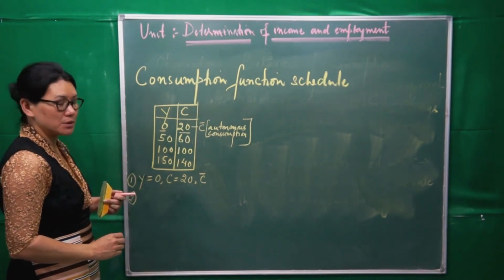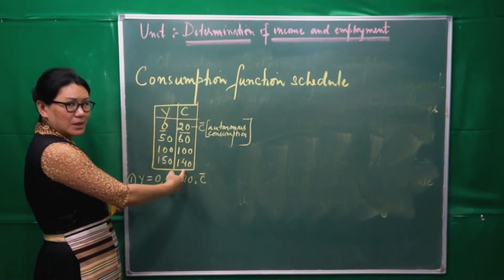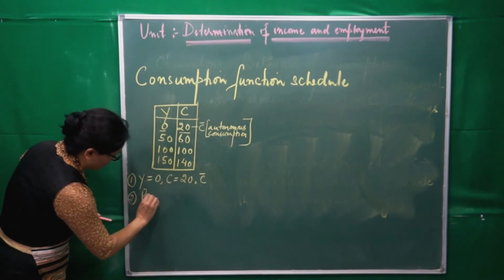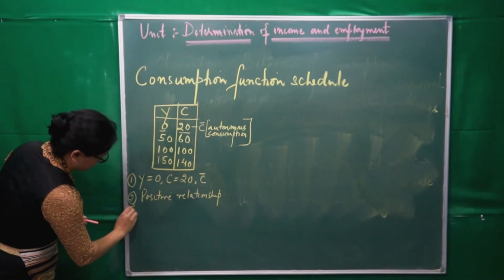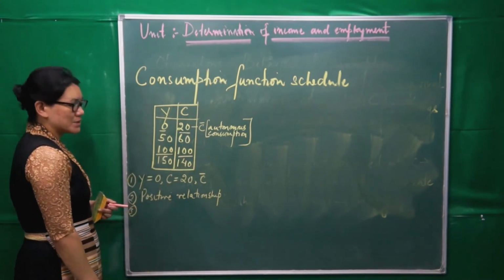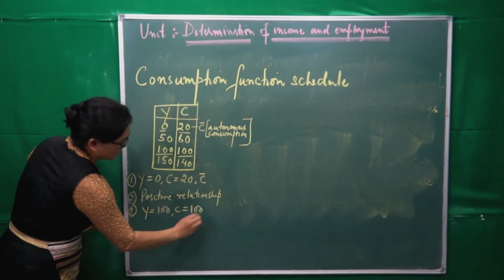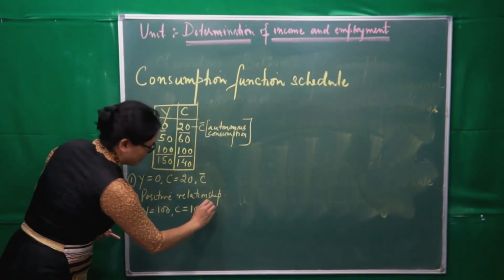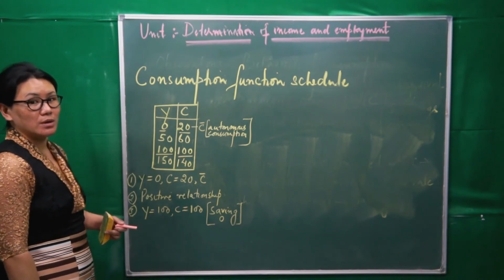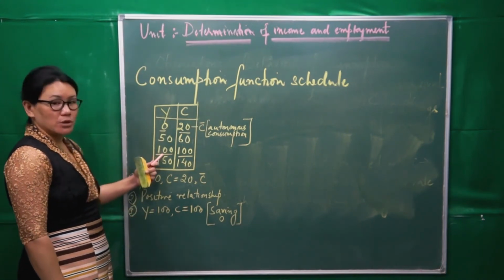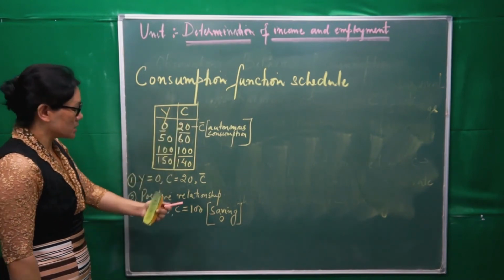Then second observation. We have seen a positive relationship between C and Y. So see here what is happening to the income. Income is increasing and consumption is also increasing, right? So, positive relationship. Third one, what is happening at this level? 100 and 100. So we can say income is 100, consumption is 100. In such a situation, saving will be 0. Whatever income the individual has, he is using the entire income for consumption purpose.